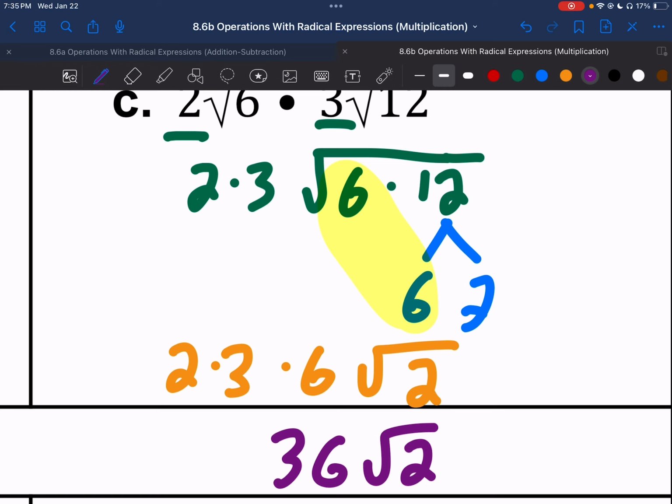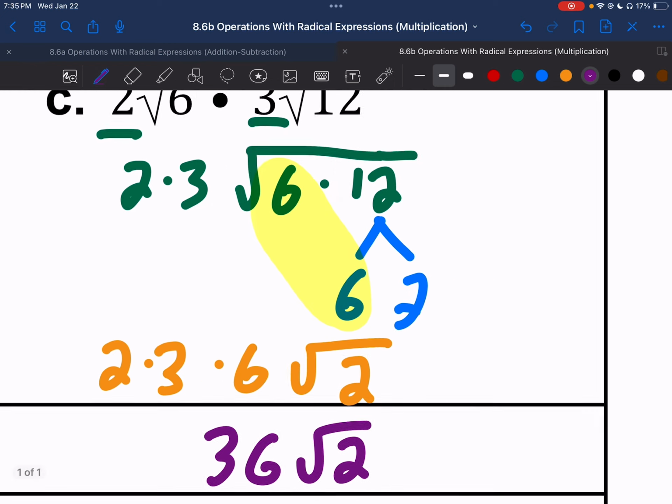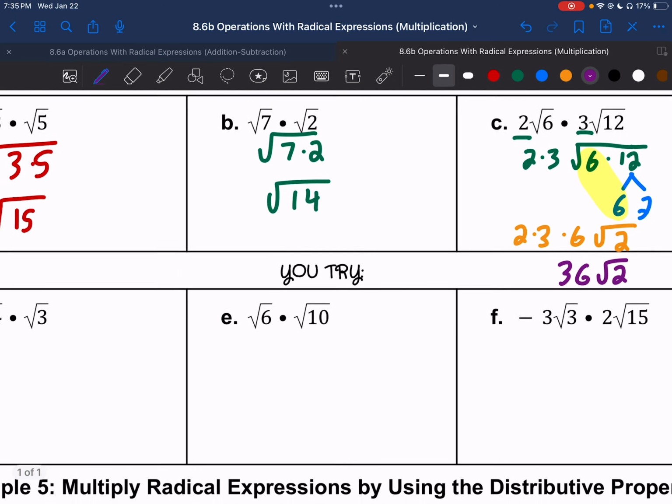All right, so there are 3 for you to try. Go ahead and do those now.